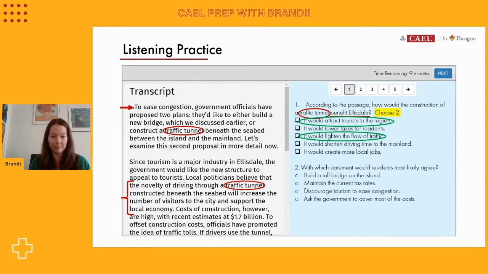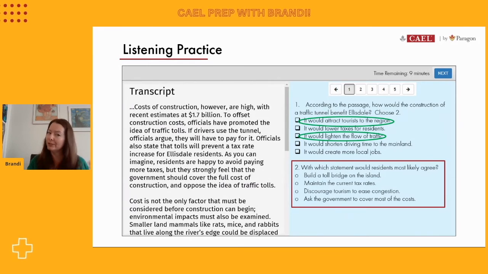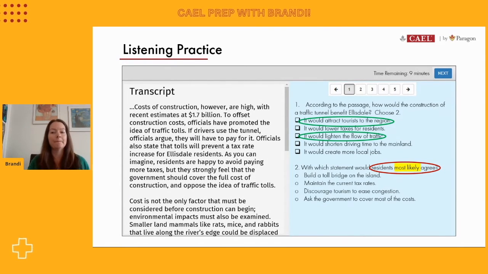So we would just then divert our eyes down to question two. And we're still listening for the key points here. So we'd already determined that we're trying to figure out which of these ideas residents would probably agree with. All right. And again, the four answer choices to refresh our minds here were about building a toll bridge, maintaining taxes, discouraging tourism, or having the government cover most of the costs. Again, an efficient listener, I guess, in this case, would be listening out for these keywords to be mentioned so that we can start to come up with our assumption, which idea makes the best sense? What would the residents probably agree with?